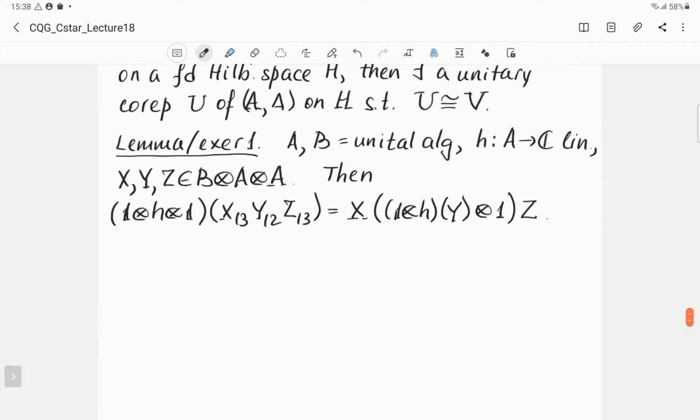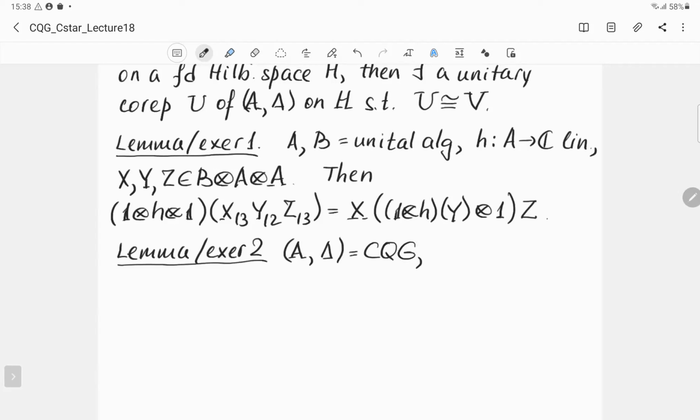And lemma 2, which is also quite straightforward. Lemma exercise 2. Suppose that we have a finite dimensional co-representation of a compact quantum group. So A delta is a compact quantum group, and V is a finite dimensional co-representation of A.